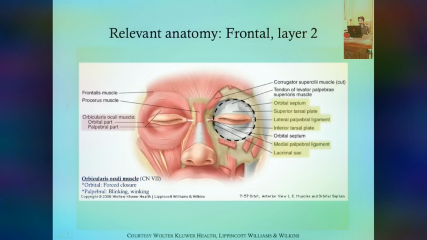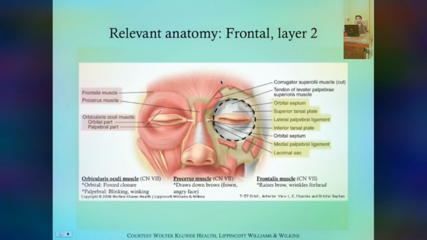You've got three muscles here, all of which are innervated by the facial nerve. You have the orbicularis oculi muscle, which is traditionally divided up into two parts. There's the orbital part, which is responsible for forced closure. That's more on the periphery here, and then closer to the eyelids is the palpebral part, and this is responsible for blinking. The procerus muscle sits on the nasal bridge. This is responsible for drawing down your brows, and that helps you make a frown or an angry face. And the frontalis muscle is on the forehead, and this helps you raise your brows and wrinkle your forehead.